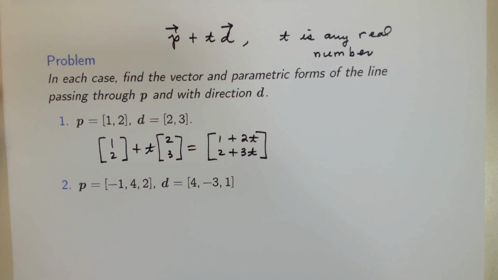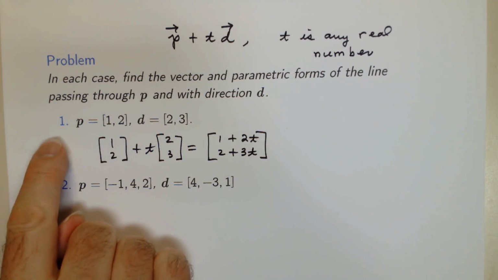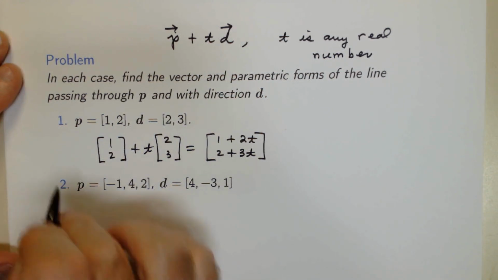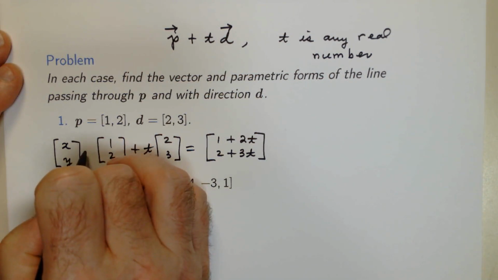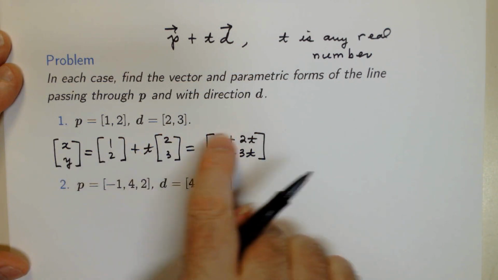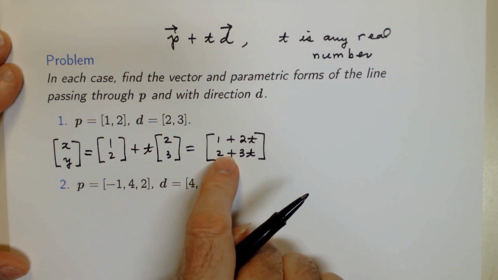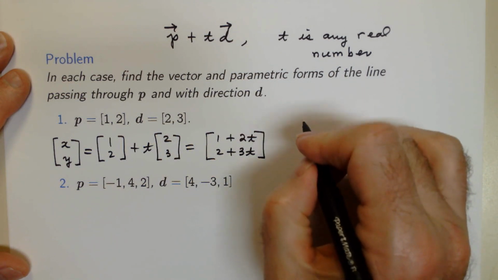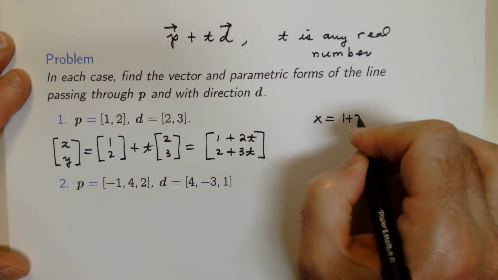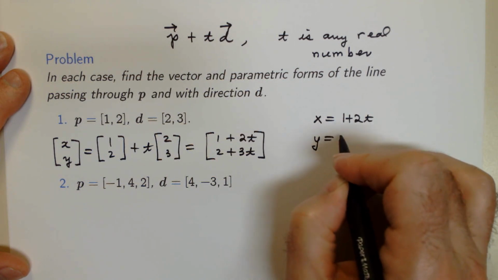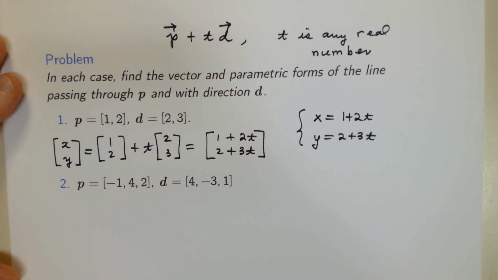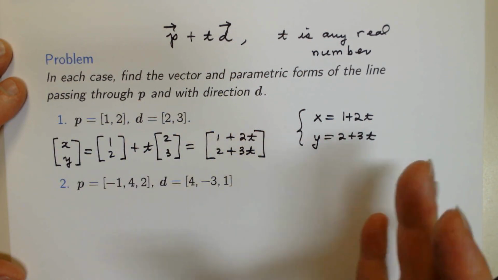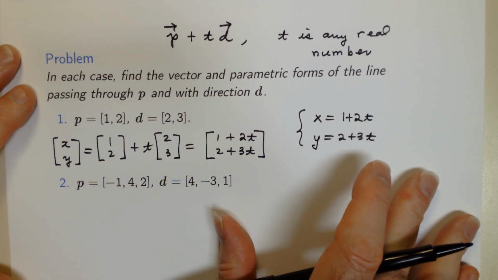Now when we want to write it in parametric form, all we have to do is think of this as producing a vector with coordinates x and y. So all we do is we think of this as a vector with components x and y. And we say, all right, x is equal to this and y is equal to this. And so we write those as separate equations. And when we write them as separate equations, one for x and one for y, this is what's usually called the parametric form of the equation of the line.